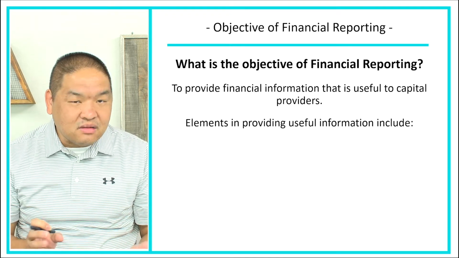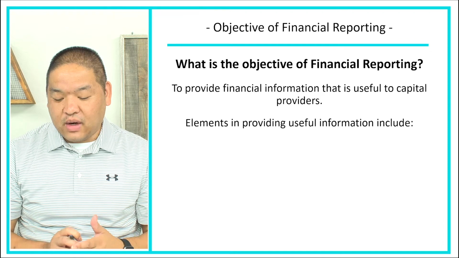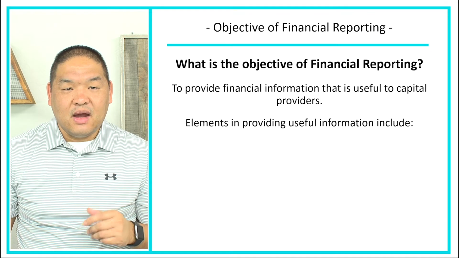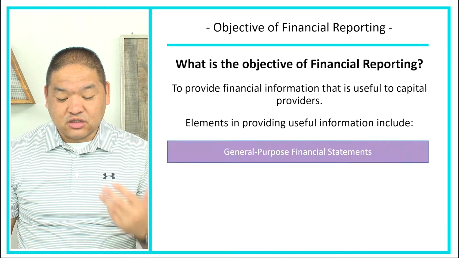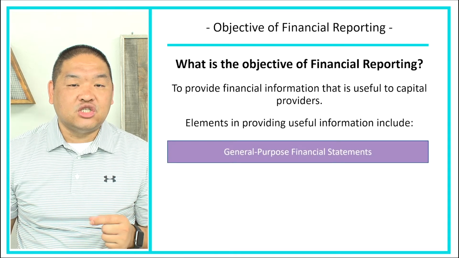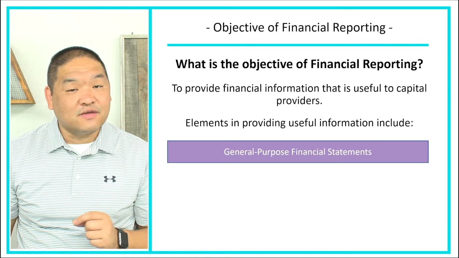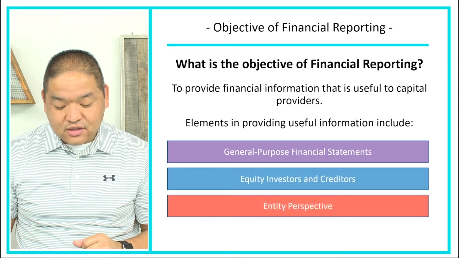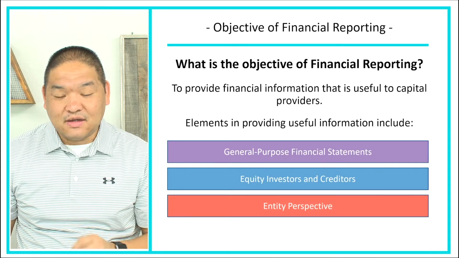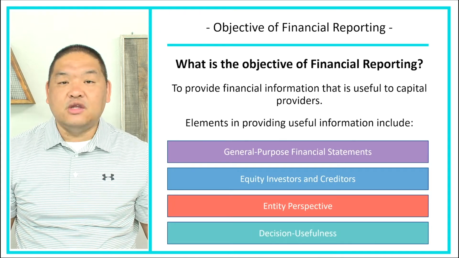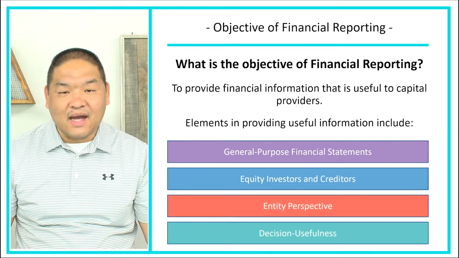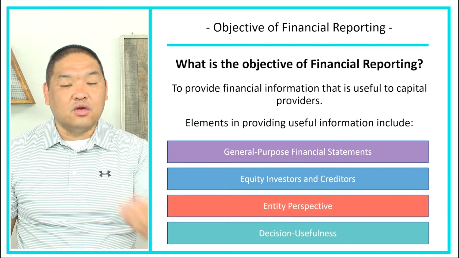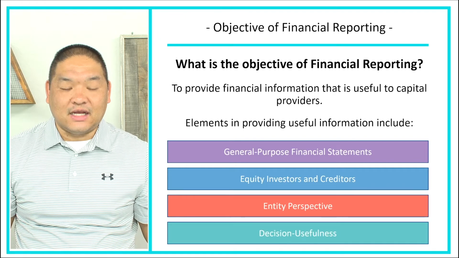And there are some elements that we should think about when it comes to providing useful information to those decision makers. So when we talk about elements, there's four of them here. The first one being general purpose financial statements. The second one being equity investors and creditors. We've got entity perspective, and then we also have decision usefulness. So these are the elements that make up what we're trying to do at the end of the day. So let's take a first look here at general purpose financial statements.